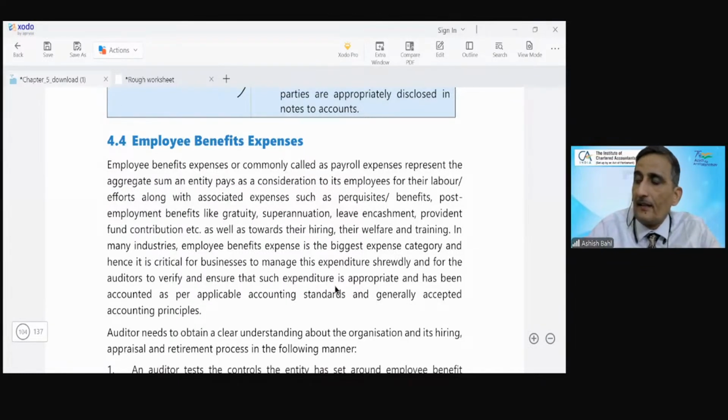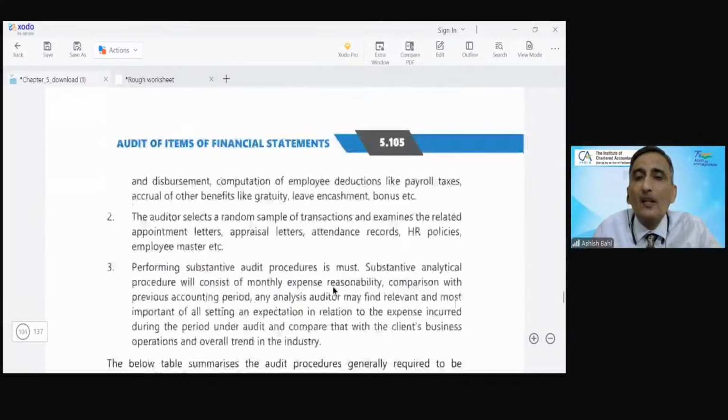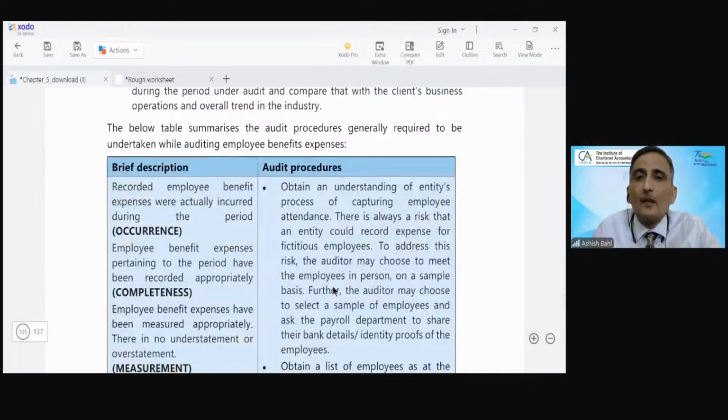Yes, Ritika, yes. So you would be verifying the payroll register to see that there are no fictitious employees. So how would you ensure that there are no fictitious employees? Now, obviously, you can ask for the ID proofs of the employees on a sample basis to see that no fictitious employees have been booked. You can ask for the bank details of the employees.